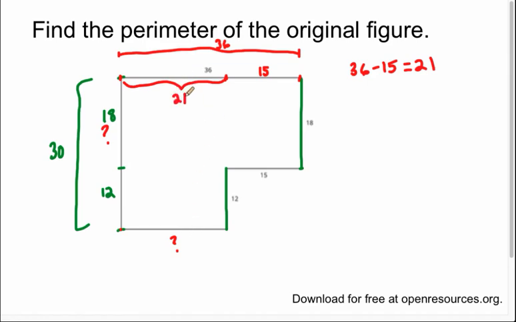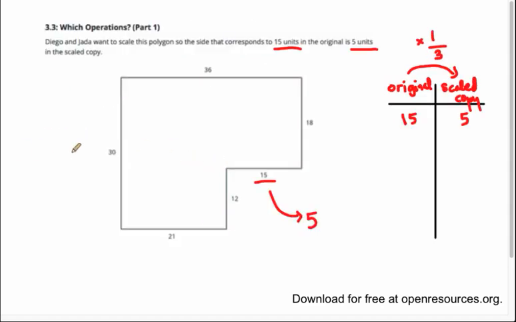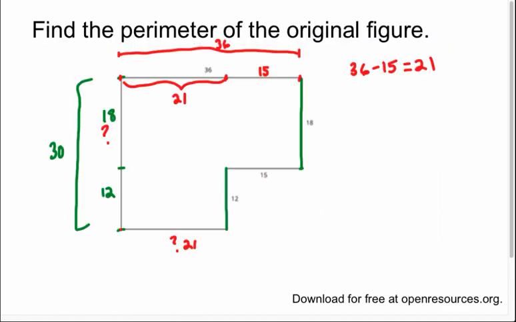So if this is 21 units long from here to here, which is parallel to that, is also 21 units long. And if you look at our drawing, we do have the exact same measurements here. So that's what you do if you're missing the lengths of sides. Now again, to figure out perimeter, I would add up all of the lengths of the sides. So 36 plus 18 plus 15 plus 12 plus 21 plus 30. And that would give me the perimeter of this figure.